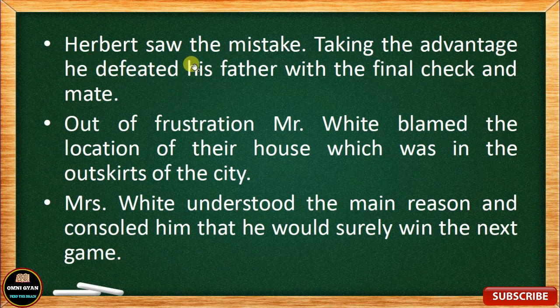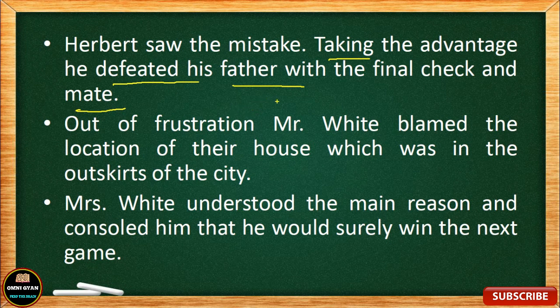But obviously Herbert is a very clever boy and he saw the mistake and took advantage of it. So taking advantage of the mistake, he defeated his father with the final check and mate. Do you know what check and mate is? Check and mate is when finally the queen is blocked from all sides, and the queen has nowhere to go, no moves to be given from the opponent's side. So that is called check and mate.